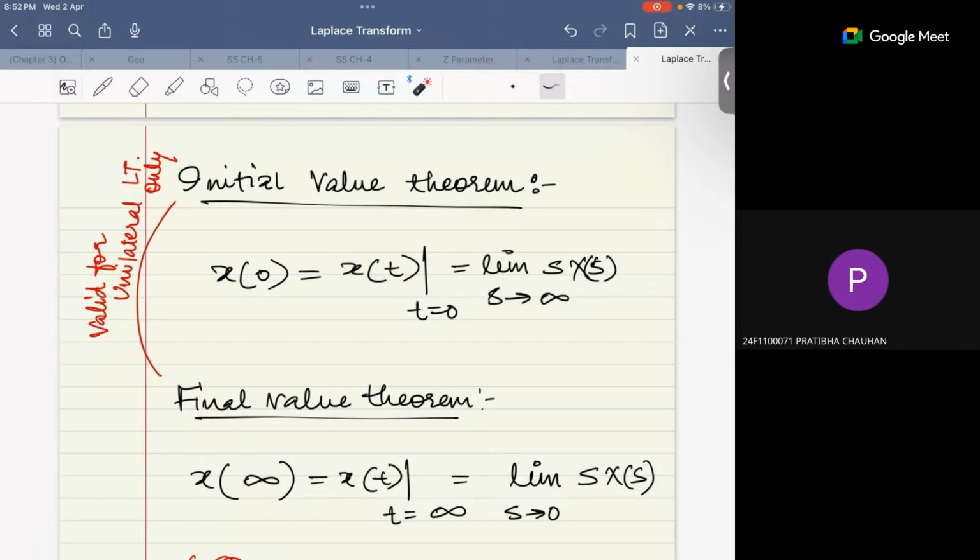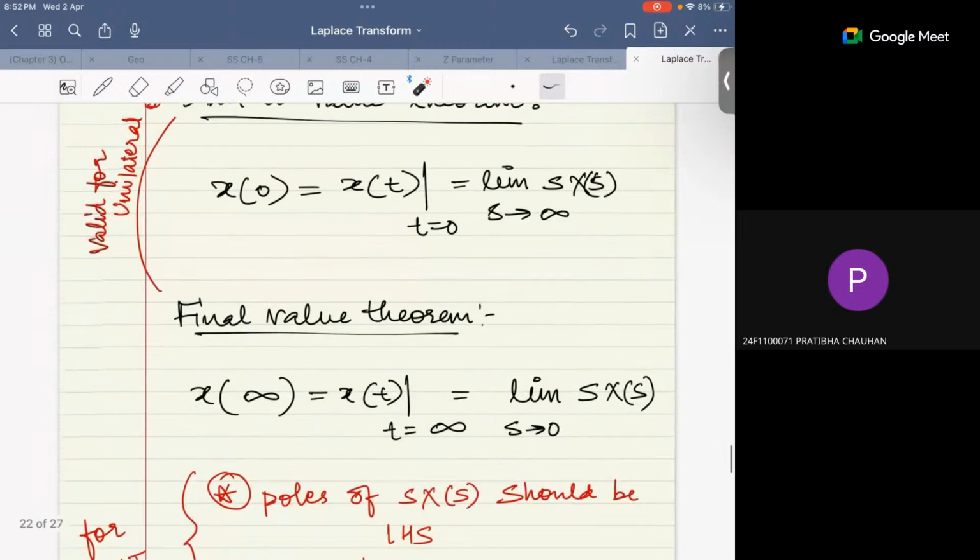Let's say you have been given a function in the time domain. If you are able to calculate its Laplace transform, and you have to calculate x(0), you can calculate it directly from the time domain. But if you are not able to get the time domain and you only have the Laplace transform, what you can do is multiply the given Laplace transform by s and then let s tend to infinity, right? This value gives you the value of the signal at the initial point. This is what you call the initial value theorem.